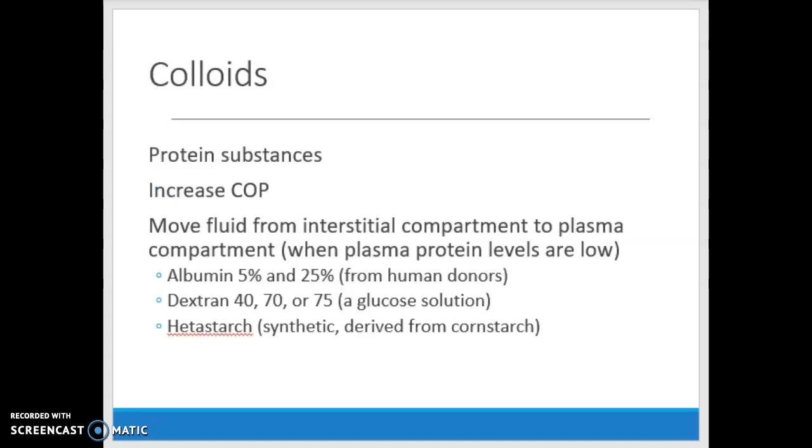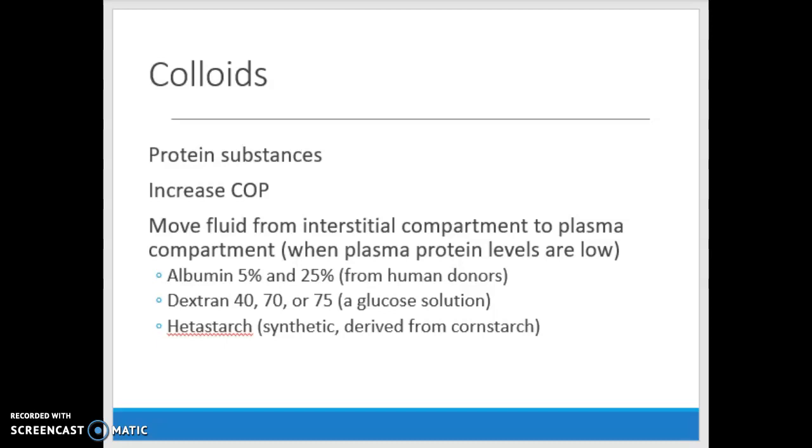Let's differentiate these from colloids. Now, colloids are protein substances, right? They increase the colloid oncotic pressure. Normally, our body does this by moving three blood proteins: albumin, globulin, and fibrinogen. And so when these proteins are low, especially the albumin, the fluid will shift out of the blood vessels and into the tissues. So we want to move the fluid back.